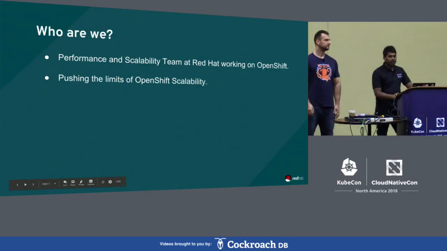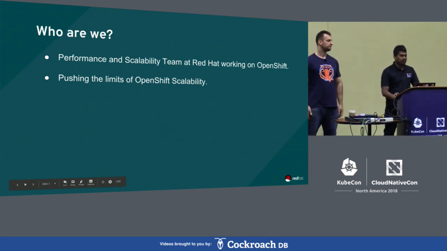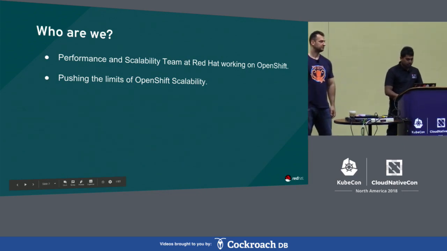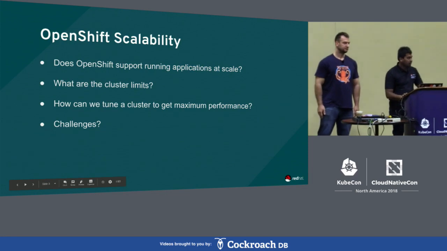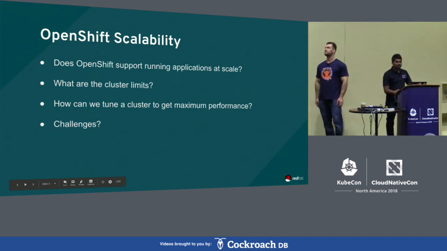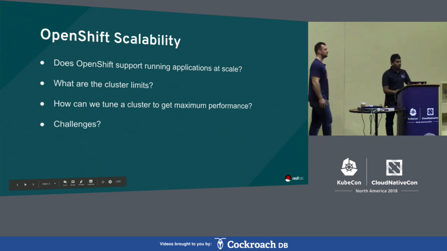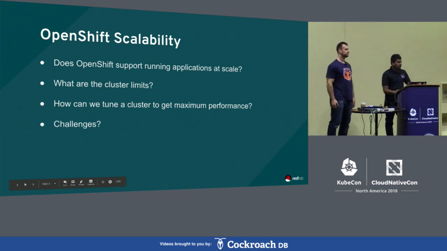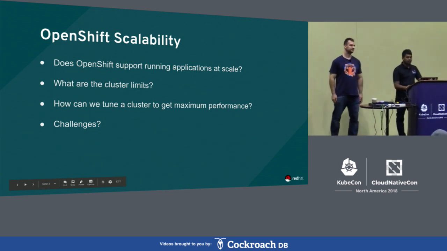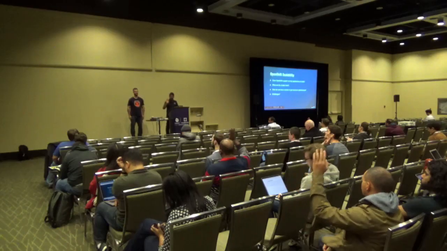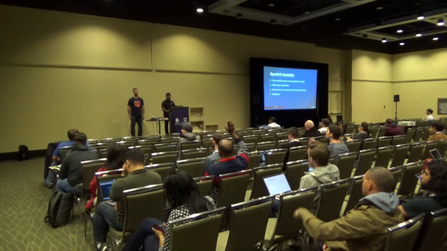So who are we? We are part of the performance and scalability team at Red Hat, working primarily on OpenShift. The wider performance and scalability team works on Red Hat's entire products portfolio. I'm sure everyone here might have played around with Kubernetes or OpenShift, which is an enterprise version of Kubernetes, at some point of time. Quick show of hands, how many of you are running Kubernetes or OpenShift in production? That's a lot of people.